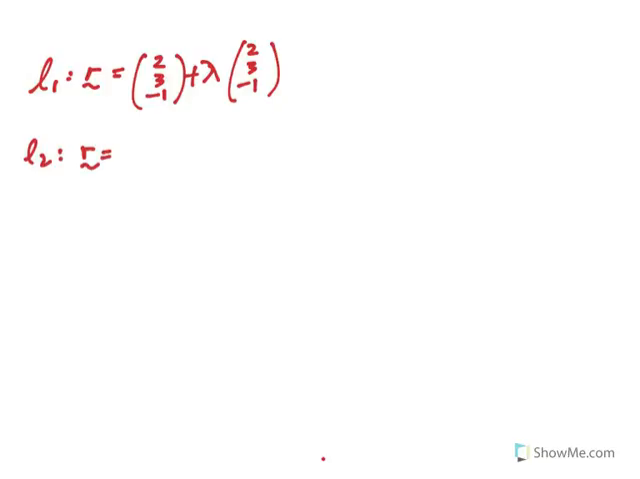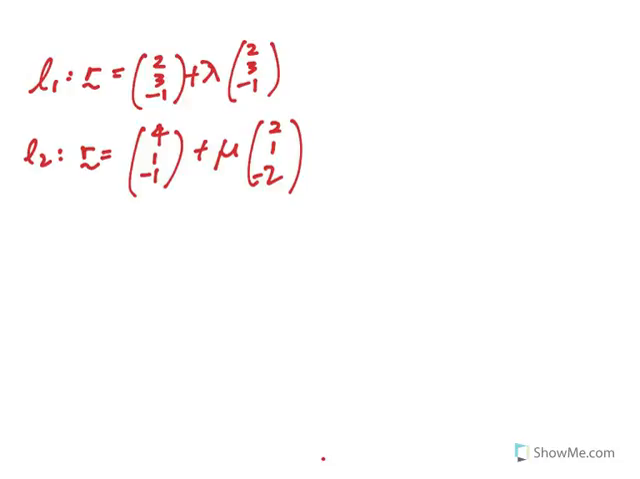L2: R equals to 4, 1, negative 1 plus mu, now I use mu, 2, 1, negative 2. Do we assume that they intersect? Yes. If you want to check the relationship of two lines, they could be parallel, could be intersecting, right?